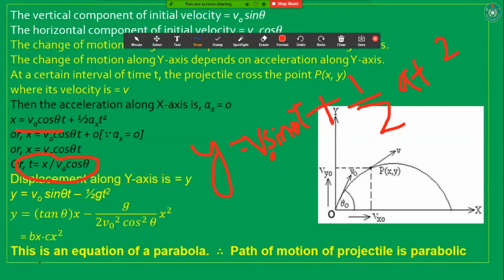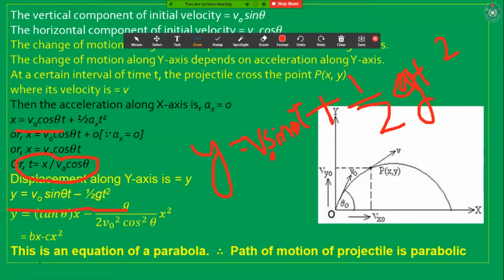Now in half a t square, a is replaced here by g, because for upward and downward motion there is acceleration due to gravity, not linear acceleration. So this is g. This is our equation: y is equal to v naught sine theta t minus half g t square.